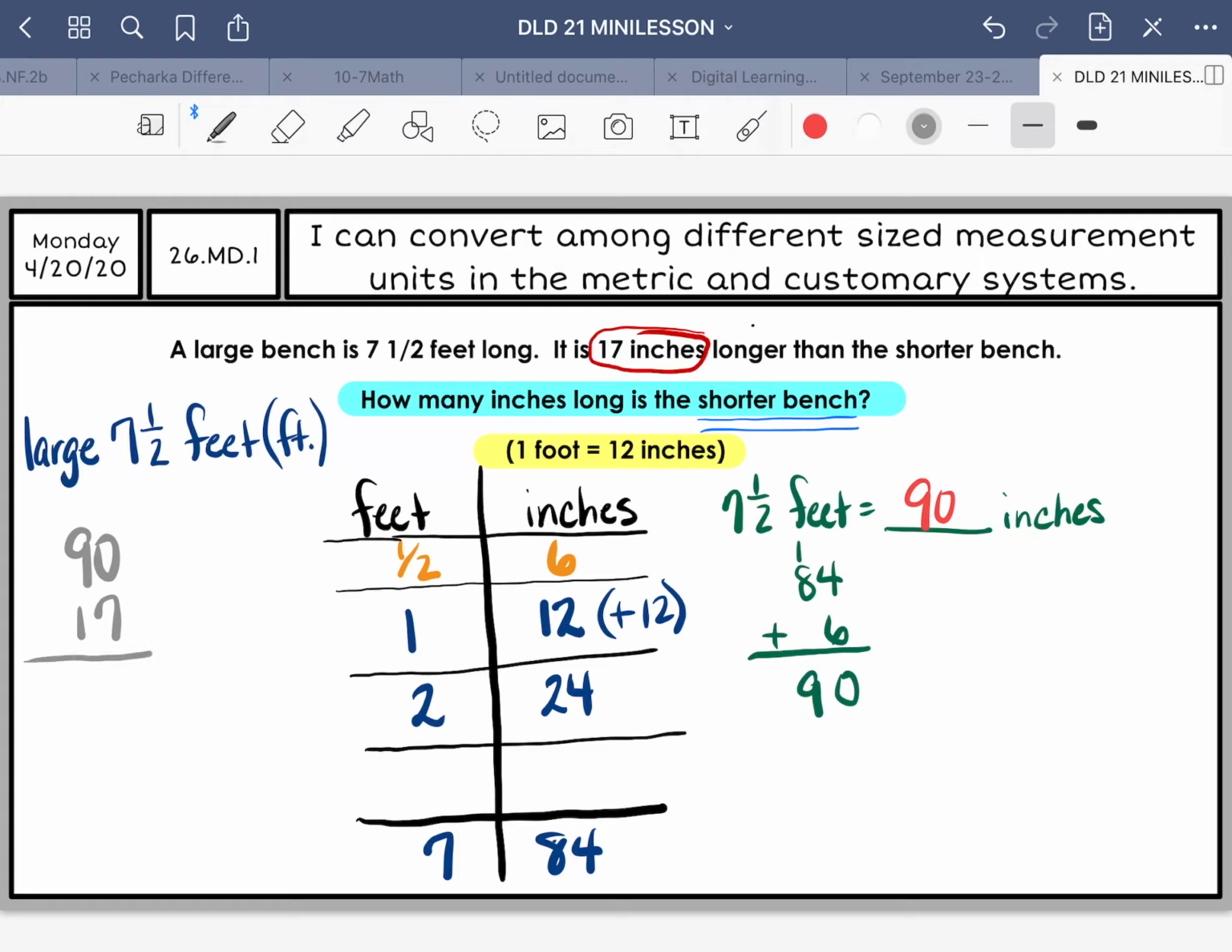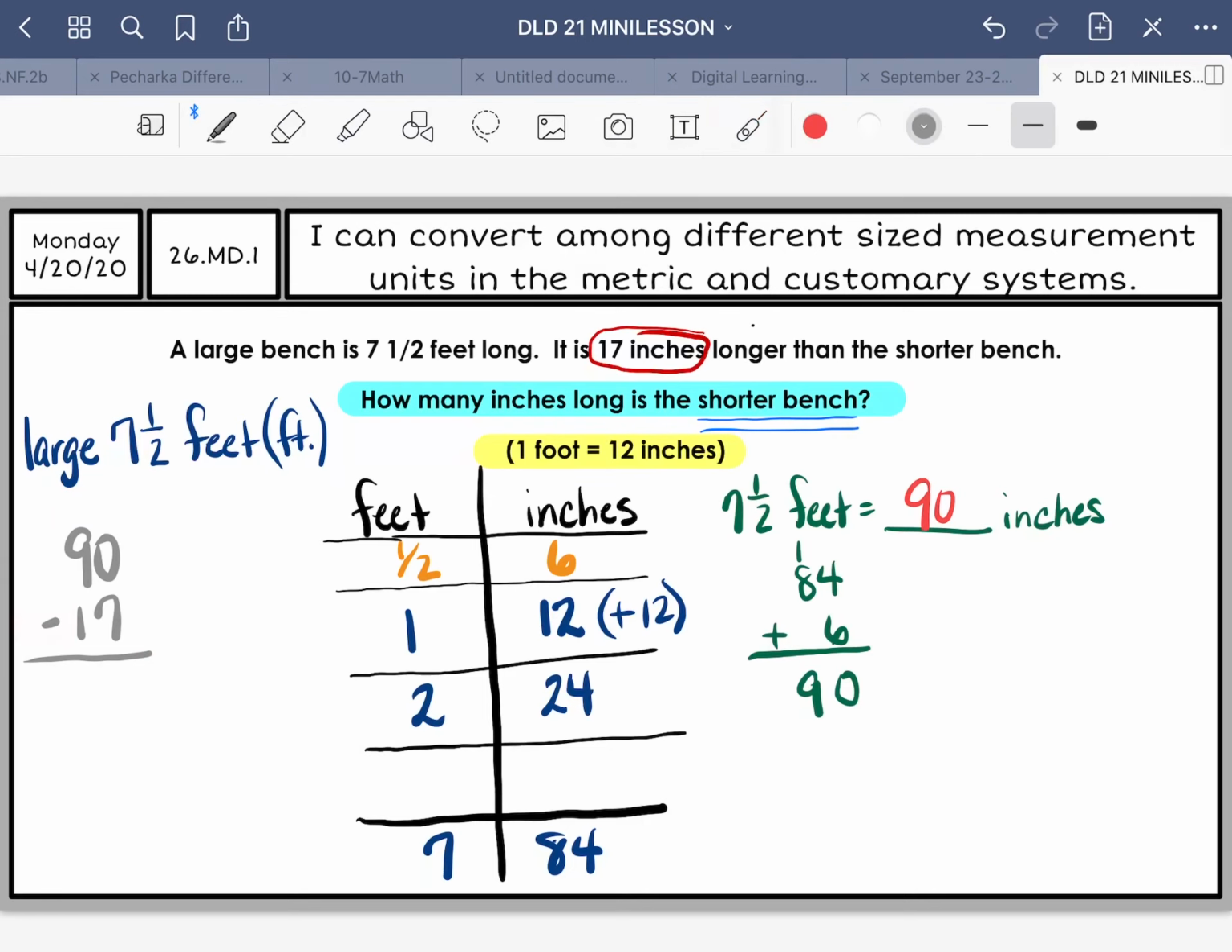I have to make a decision. I've got to decide what I'm going to do with these two numbers. Well, if I add these two numbers, it would make the second bench even longer. And I know that wouldn't make sense to add them together because this problem says it's 17 inches longer already. So I'm going to need to subtract the 17 inches.